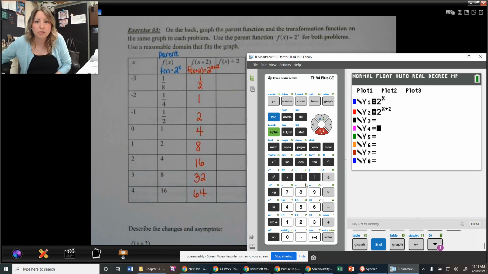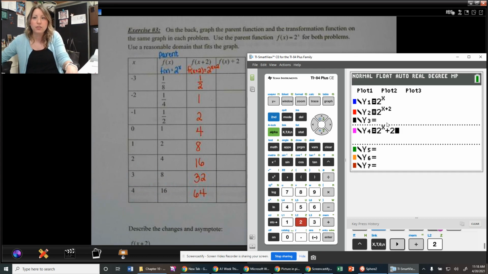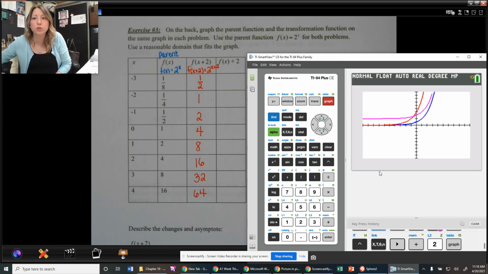Let's type in 2 raised to the x, and then arrow right for your +2 because it cannot be in the exponent. This is not the same as that original red one. This is down here, which means that the whole function moves up 2 places. So when you press graph, you'll see that.